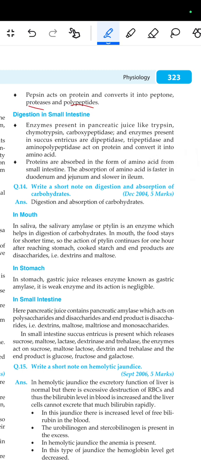Digestion in the small intestine: enzymes present in the pancreatic juice like trypsin, chymotrypsin, carboxypeptidase, and the enzymes present in the succus entericus, the dipeptidase, tripeptidase and aminopolypeptidase, act on the protein and convert it into amino acids. Proteins are absorbed in the form of amino acids from the small intestine. The absorption of the amino acids is faster in the duodenum and the jejunum and slower in the ileum.